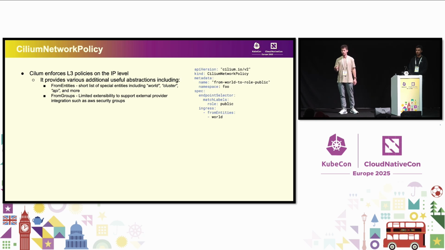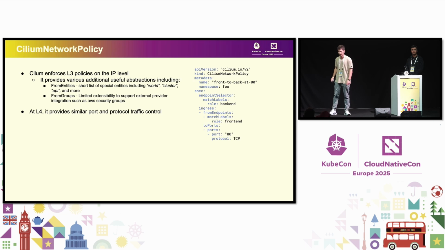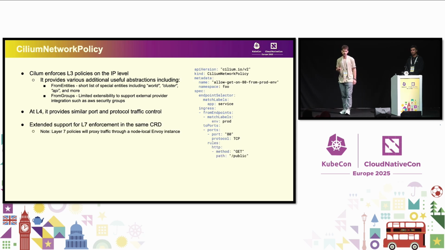And it provides, as we see, various useful abstractions. I just listed 2 of them, but you have a list of predefined entities that you can use, or you can do security groups with AWS. But it provides, again, value abstraction, but based on IPs. At L4, it provides similar support for port and protocol, and it also provides extended support for L7, all in the same CRD, by the way, which obviously we know that the L7 functionality is enforced with the node local Envoy proxy. The CNI level cannot enforce the L7 capabilities there.